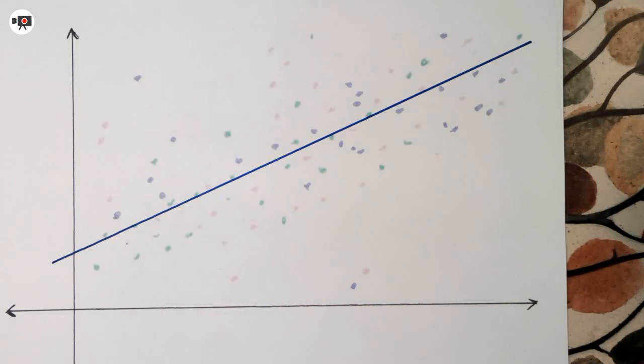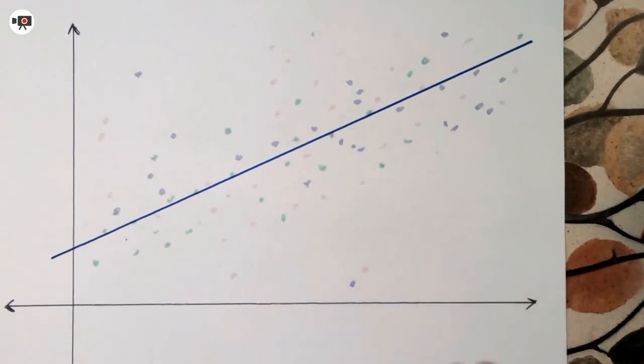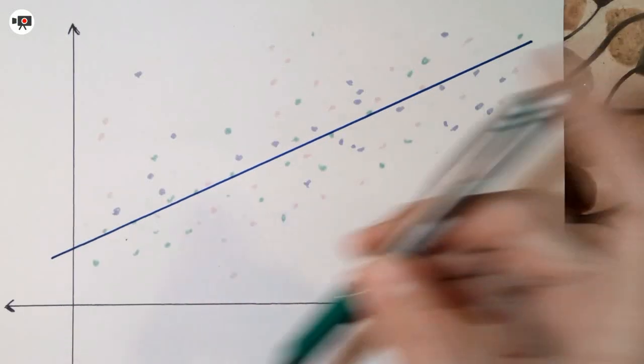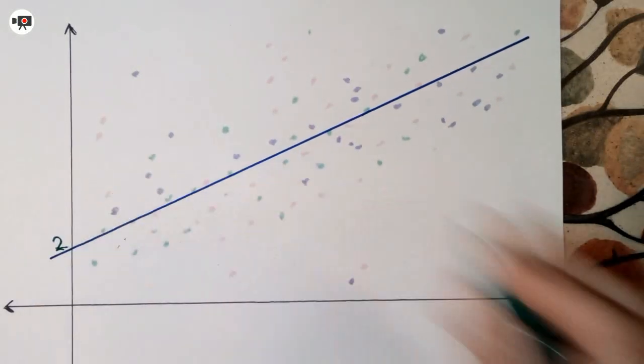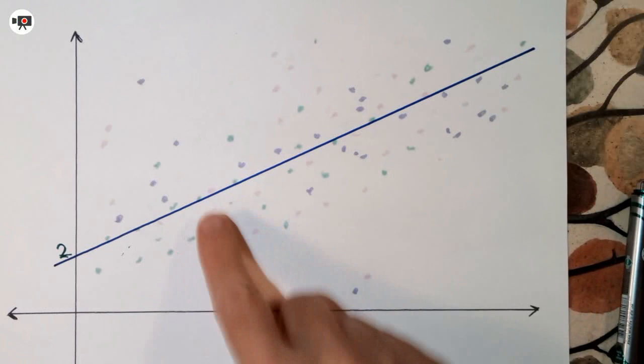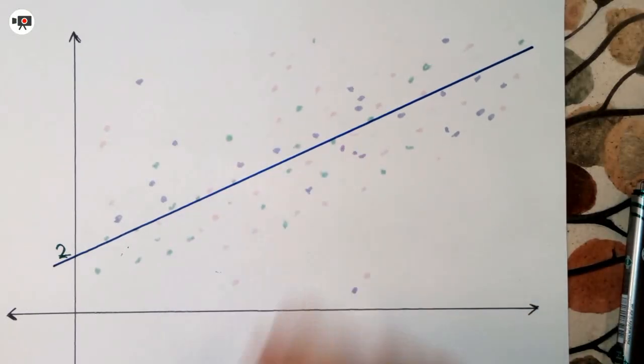And once we do that, what are we going to do? Well, hey, this is algebra. We're going to write an equation. Okay, well, equations are going to involve slope and point or intercept or something like that. So let's say that this point right here is 2. That's the y-intercept.